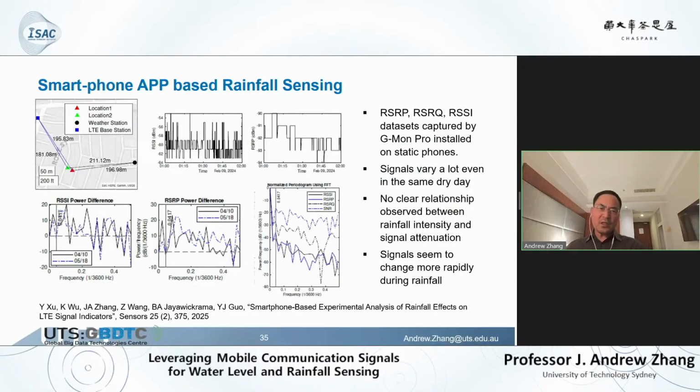But unfortunately, we didn't get many interesting findings, except that we can clearly see a connection between the signal variance and the rainfall intensity. In particular, we found that the signals seem to change more rapidly during rainfall. All right, the received signal varies more rapidly during rainfall. This is the only effective observation we got over even months of dataset collection.